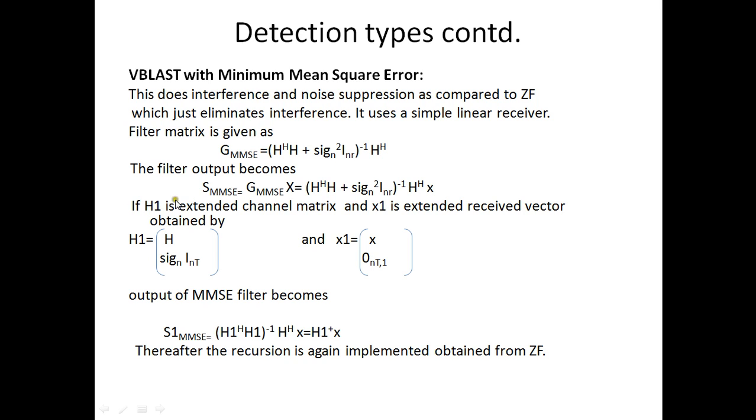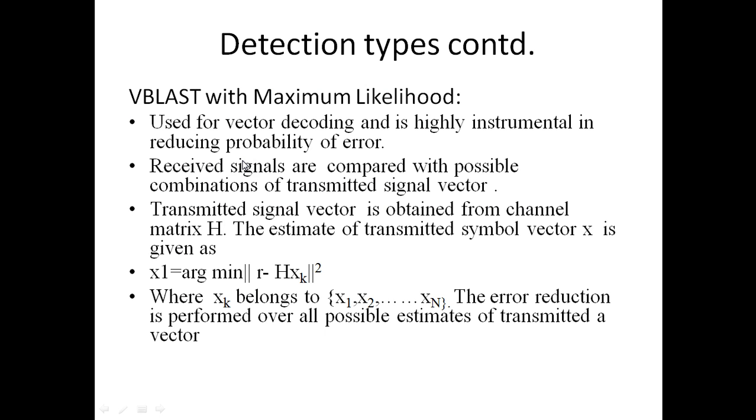Now, if you extend your H1 and X1 to obtain these new matrices given by these definitions here, you will see that the output of the MMSE filter becomes H1 pseudo inverse times X. Thereafter, the entire recursion method is similar to what is deployed in zero forcing. The only difference comes in defining the initial G matrix.